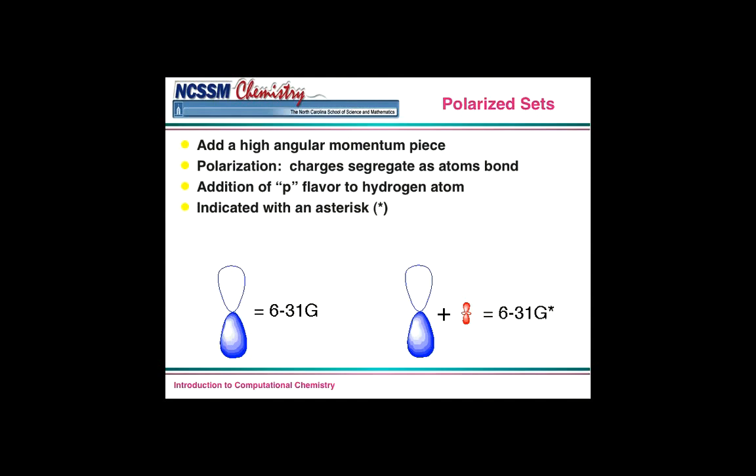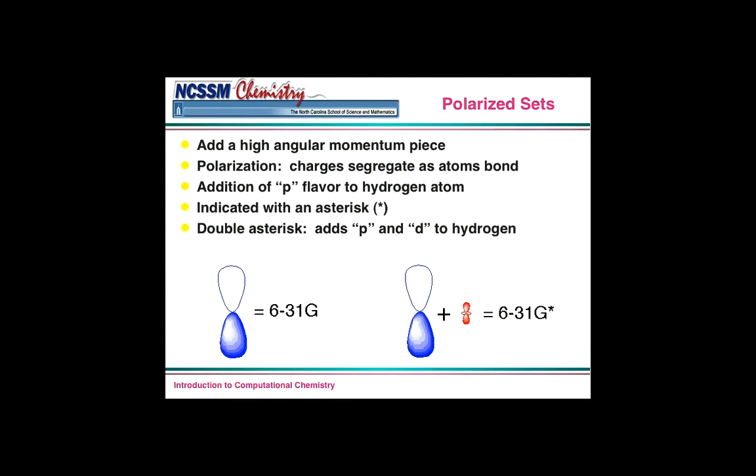And we indicate these with an asterisk. So you'll see 631G star there. That means it's a polarized basis set. Sometimes it's represented as 631G(d) or 631G(d,p). If you see the p comma d, that means the electrons that should be s have a little bit of a p flavor, and the electrons that should be p have a little bit of a d flavor. So that's called polarized.